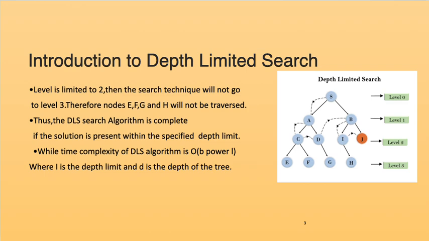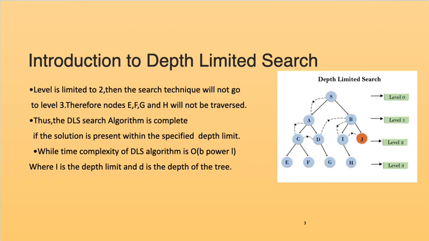Searching starts from the source node S, then traverses A and then traverses C. C will be considered a leaf node. So we have to backtrack and visit the node D. D will be considered a leaf node. So once again we have to backtrack, visit the node B, and then traverse the node I.